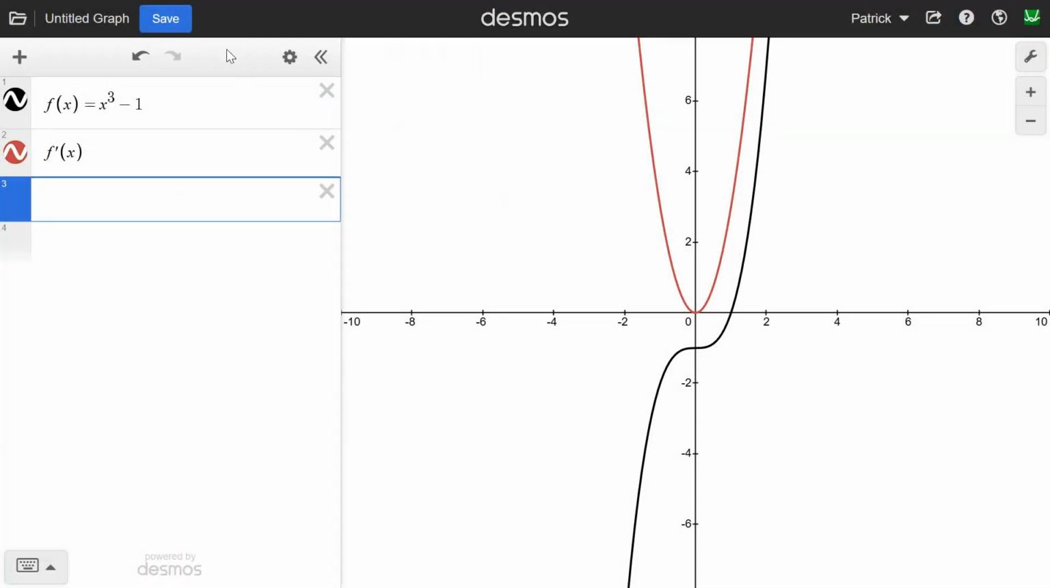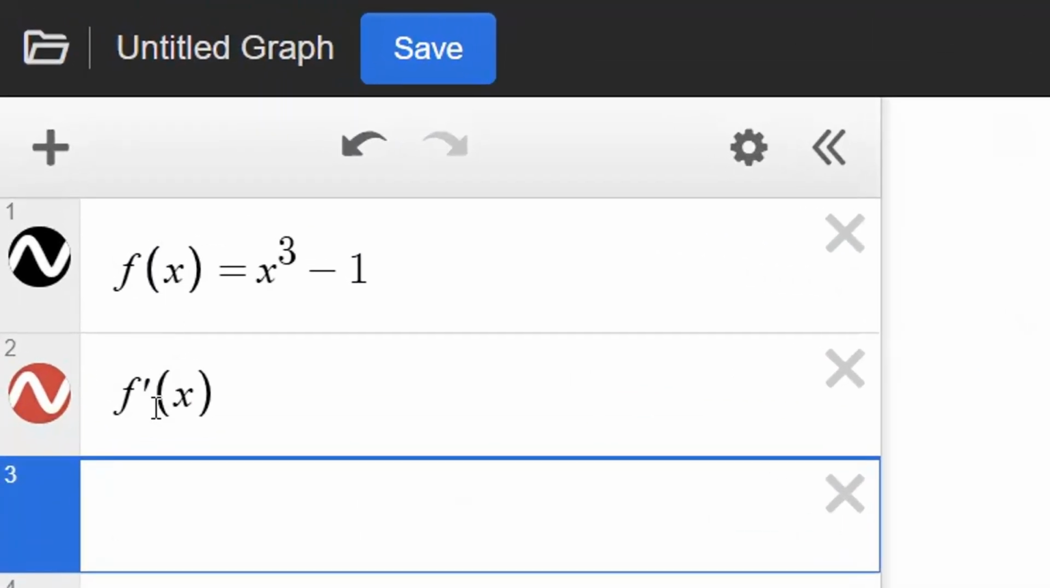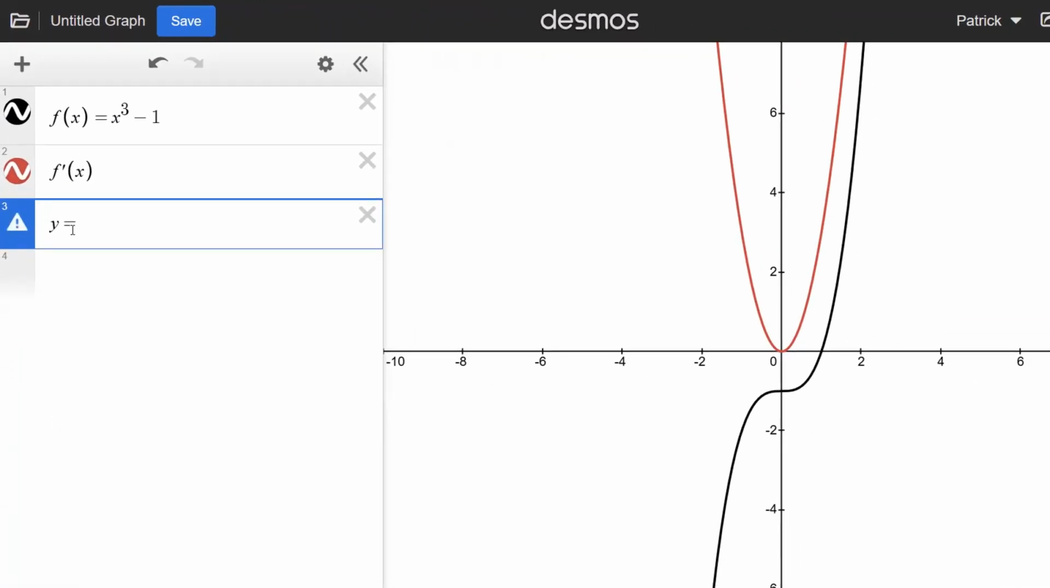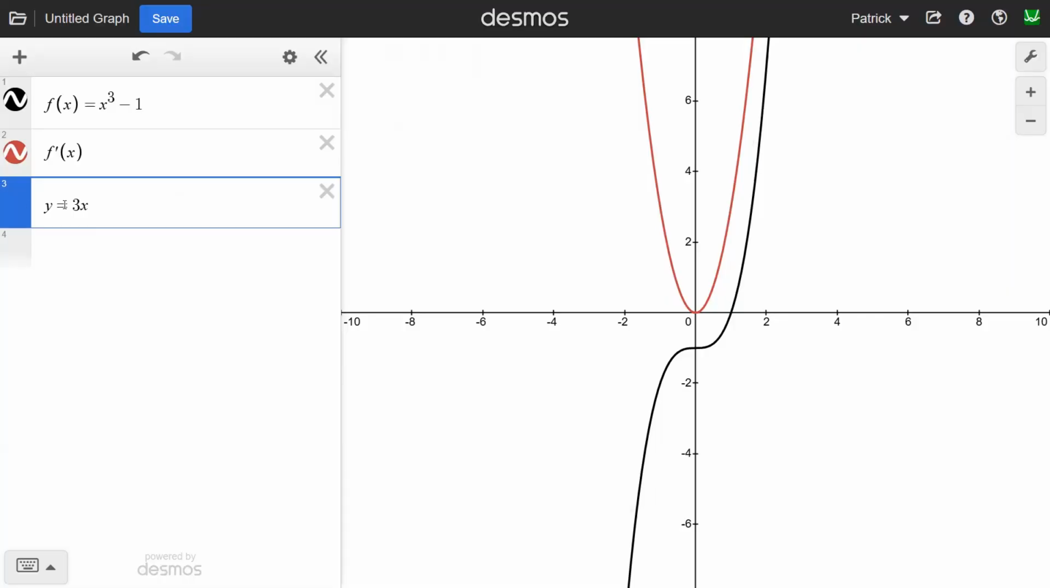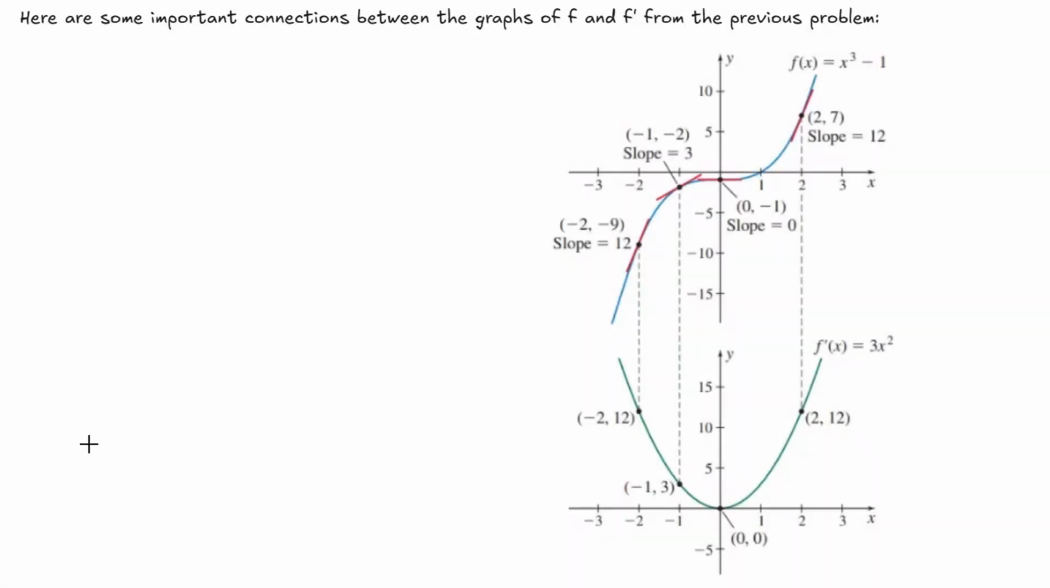Okay, so here we have the graph of f in black and the derivative f prime. And we also want to just confirm that that's 3x squared. And we could see that Desmos automatically graphed it. We confirmed it with the derivative function we got. So here's some important connections between the graphs of f and f prime from the previous problem.